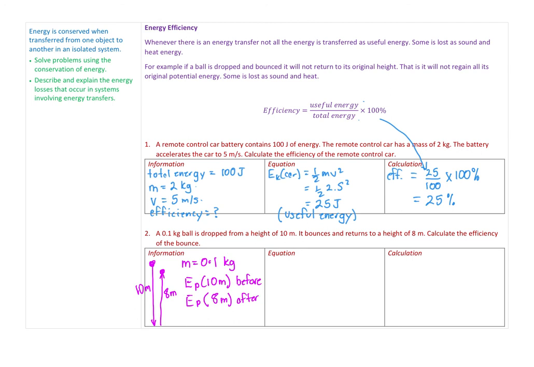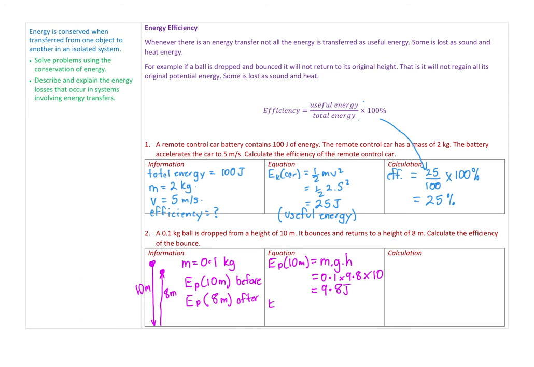So, if you're really good and think logically, you can almost probably say, oh, it's 80% efficient, and that would be correct. But if you're not sure, work it out, work through it. So the potential energy at 10 meters will equal mass times g, gravity times height, which would equal 0.1 times 9.8 times 10, which would equal, if I'm correct there, 0.1 times 10 is equal to 1, so it would equal 9.8 joules.